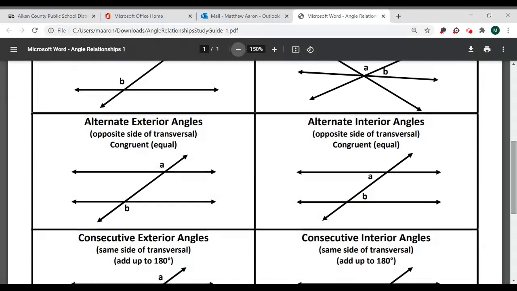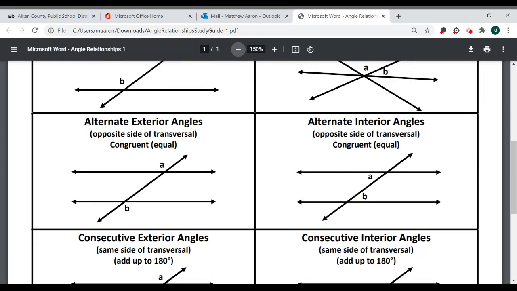All right, alternate exterior angles. These are also equal, right? We can look at them and tell they're also equal. A and B here are equal. Now they're on the opposite sides of the transversal. Notice how they're on the opposite. This one is on the left side of the transversal, and this one is on the right side of the transversal. A is on the left, B is on the right. And also notice where they are compared to the parallel lines.